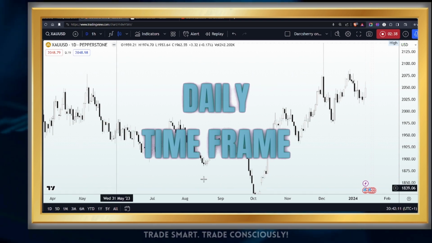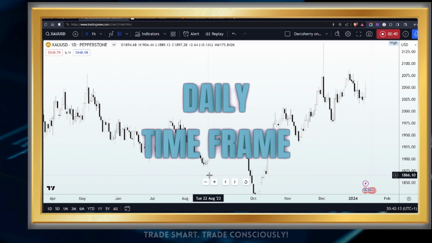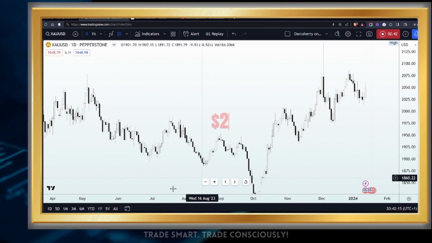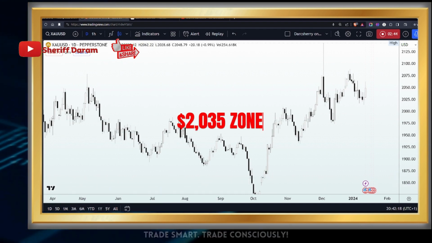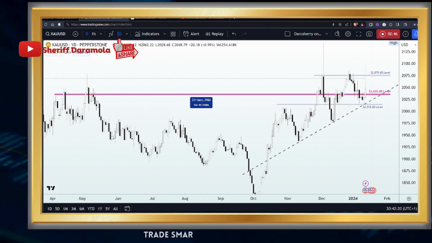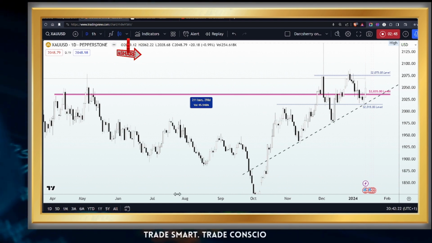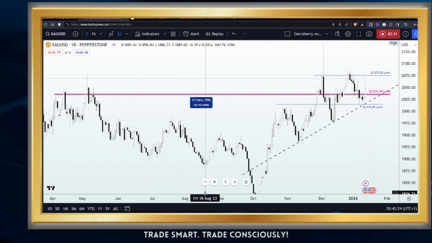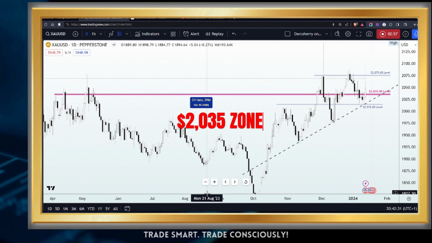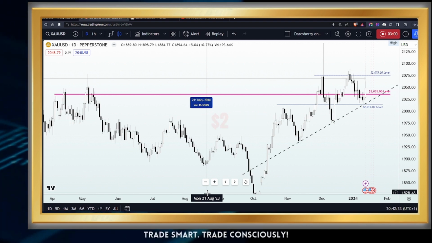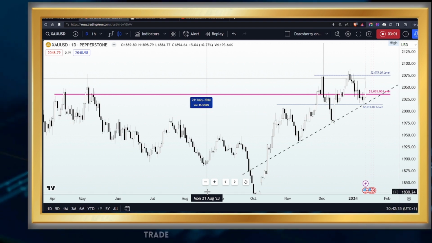As we shift into the daily chart, the key level from last week's trading setups remains very much intact, serving as a crucial reference point to guide our trading activities for the upcoming week. And of course, for those of you who were with me during my last week trading setup, the 2035 level had played a major role in guiding our trading decisions for last week.